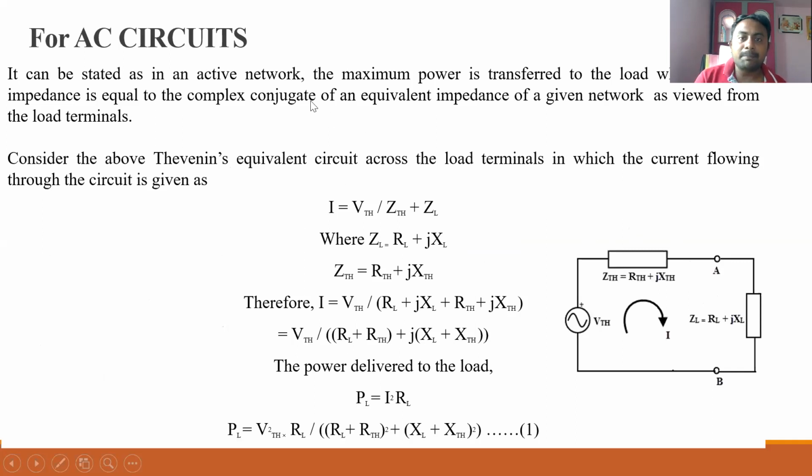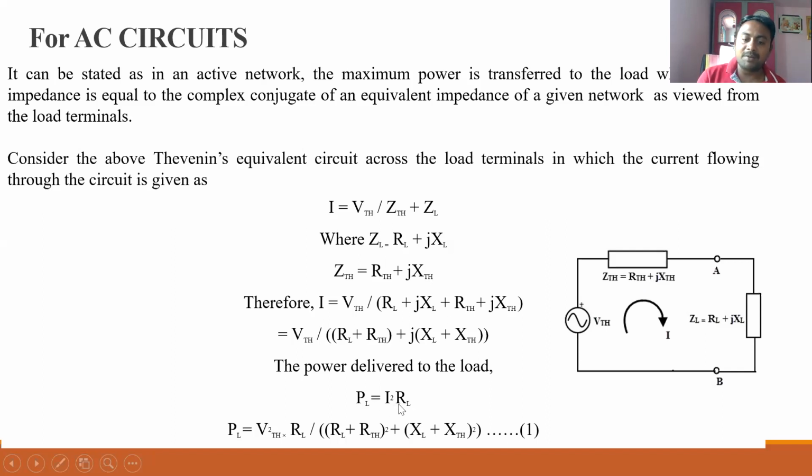In our previous derivation, we differentiated the power with respect to only RL. But in this case, we have an impedance. Impedance consists of two things, resistance and reactance. So we have to differentiate the power equation with respect to RL and with respect to XL. I write the current as I equals VTH by ZTH plus ZL. I substitute the ZTH and ZL values over here, and we get the power equation.